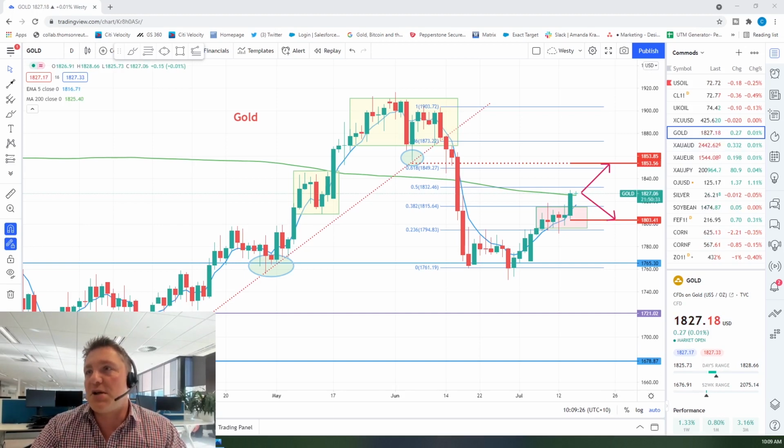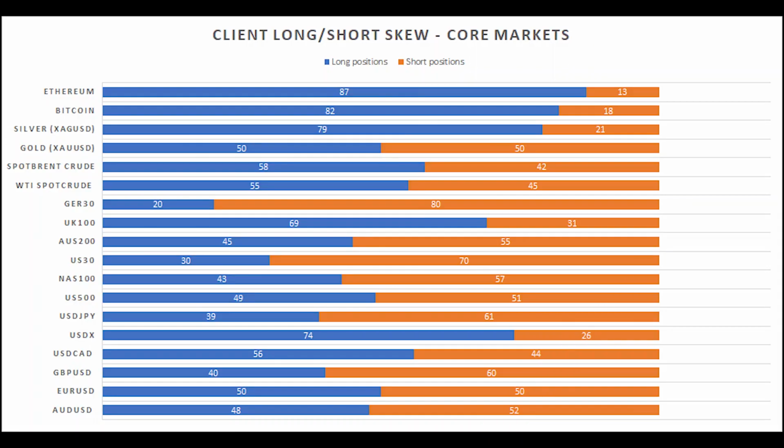Now, let's have a look at the positioning that we've seen in the market. The first one we're going to bring up is client sentiment. Now, if you look at the positioning which we can see in silver, look at the net longs or the skew of long to short positions, you can see that actually in silver that clients are really, really bullish on silver, but it's much more nuanced in gold.